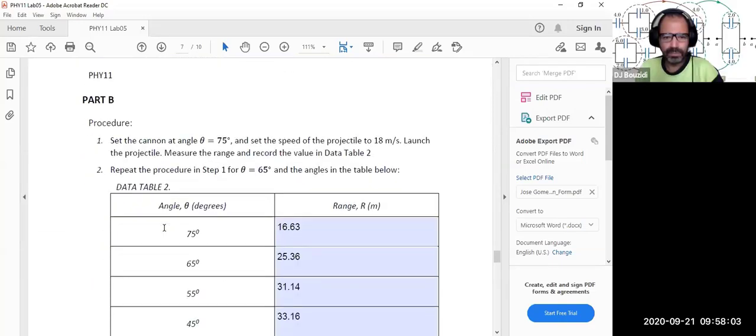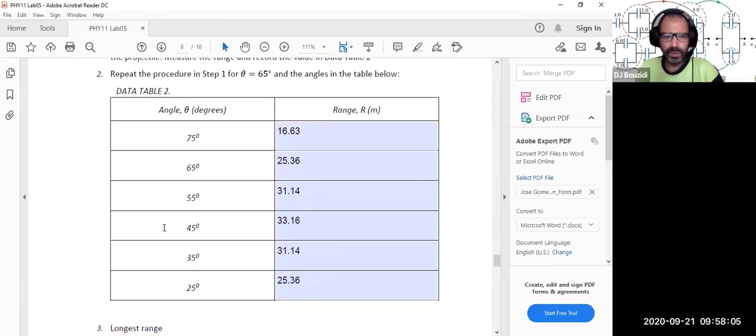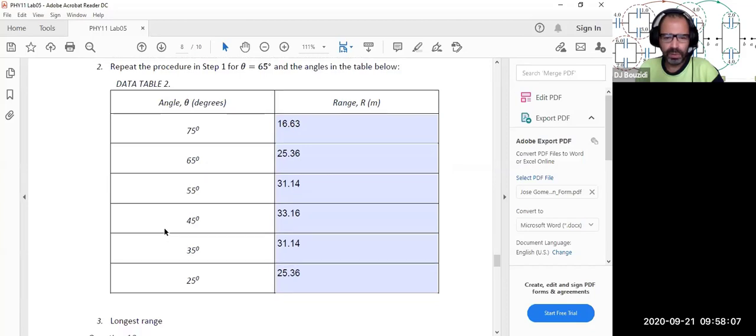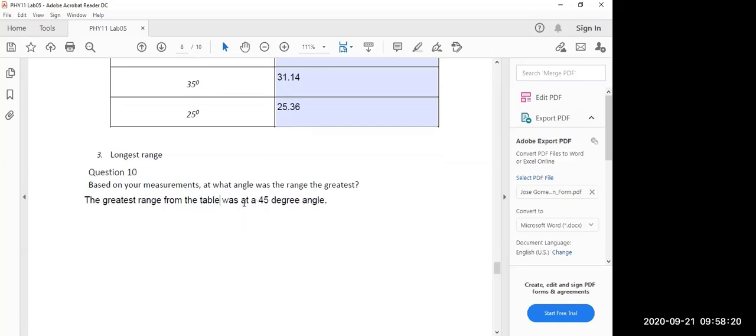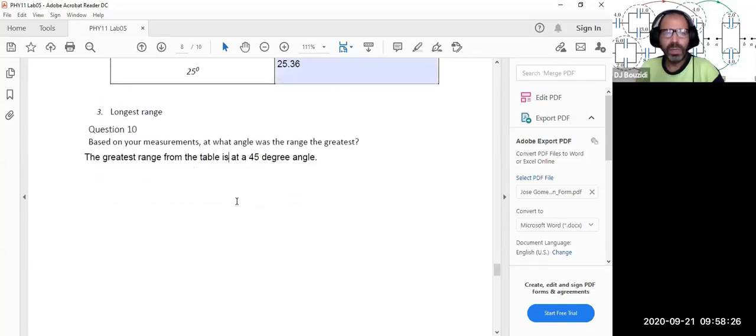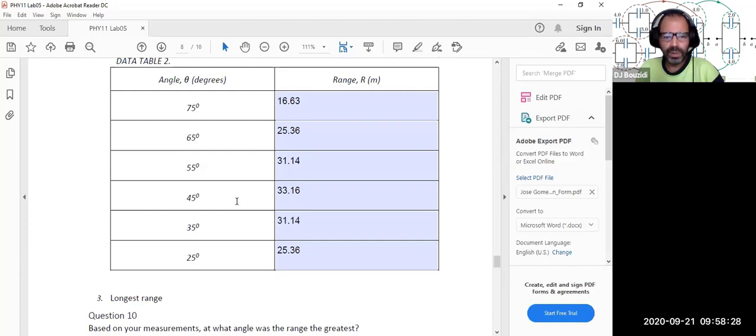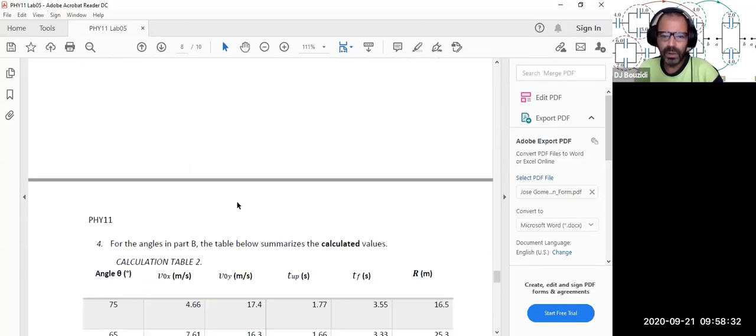Okay. This table looks okay. Go down. The greatest range from the table, I would refer back to the table. At 45-degree angle, can you go up to make sure that the degree, okay, 33.16, which is bigger than anything. Okay, that looks good. Okay, go down.